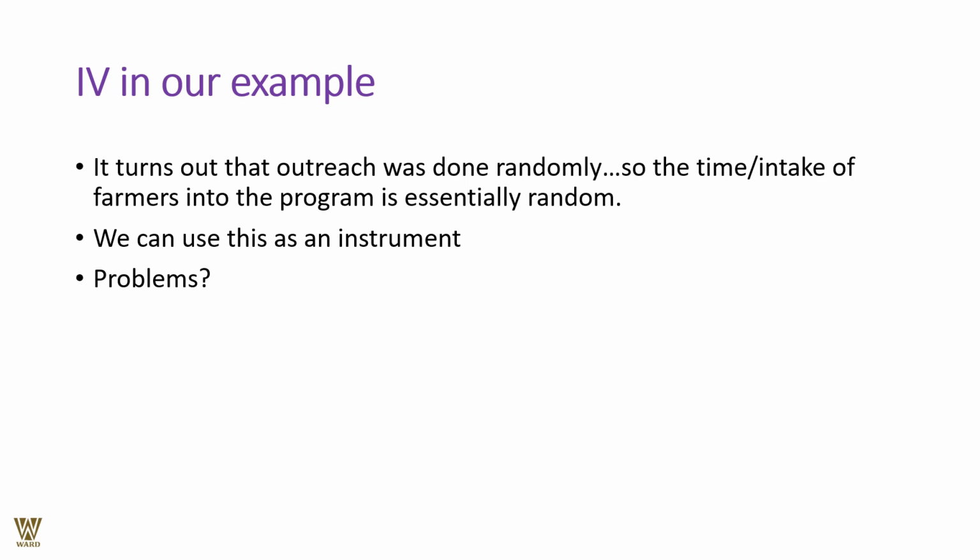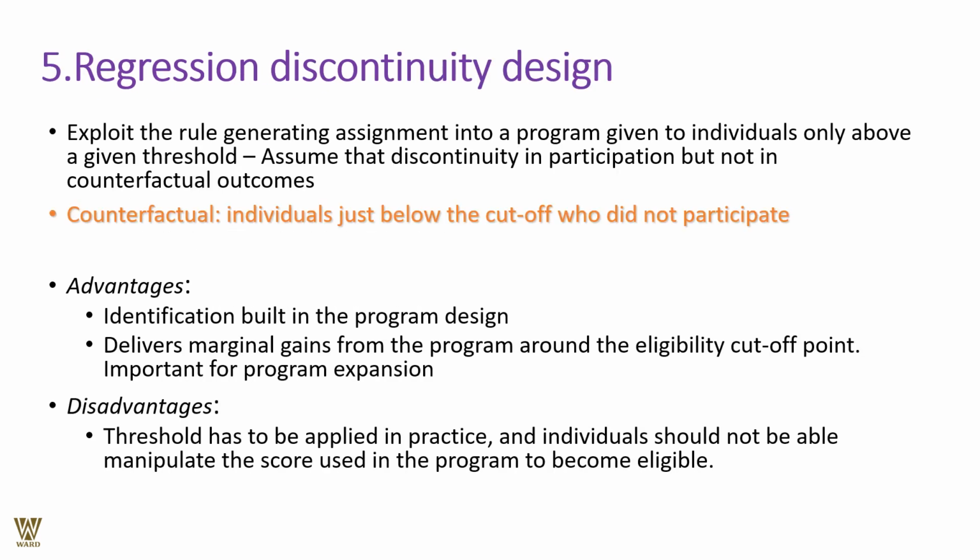It turns out that an outreach was done randomly, so the take-up or intake time of the farmers in the program is essentially randomized, and they actually face problems, and problems can be plentiful. It might be just access to their field. It might be the roads that we're looking at. But is it really random if I want to go around it? The last point would be the regression discontinuity design.